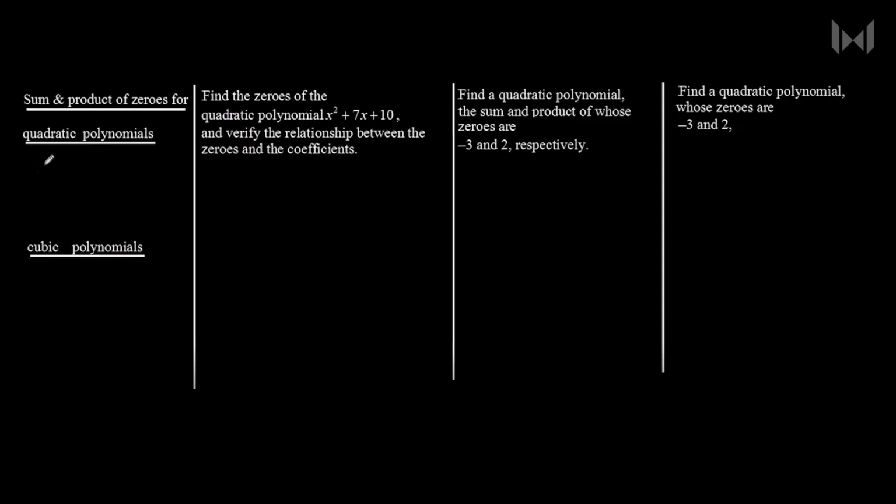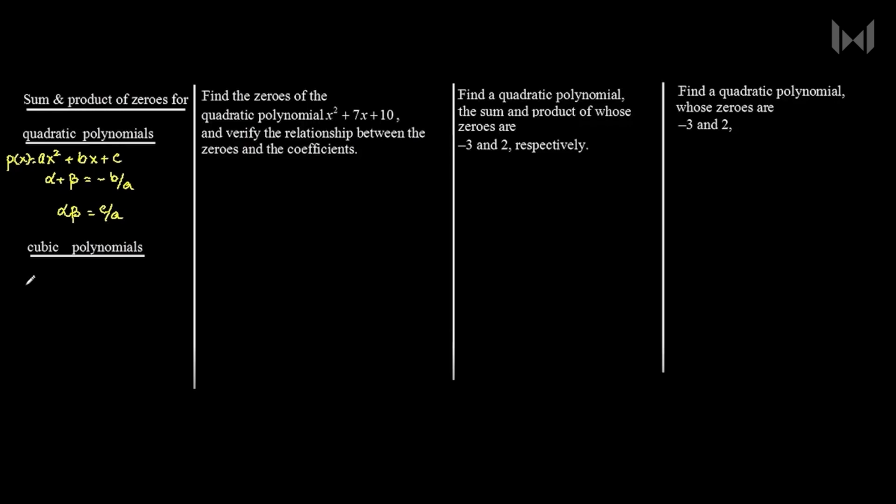So in the case of quadratic polynomials, if alpha and beta are zeros, then alpha plus beta should be, let me first write down the standard equation. It is ax square plus bx plus c equal to 0, or say we'll just put it up as p(x) equal to, and so alpha plus beta is minus b by a and alpha beta is c by a.